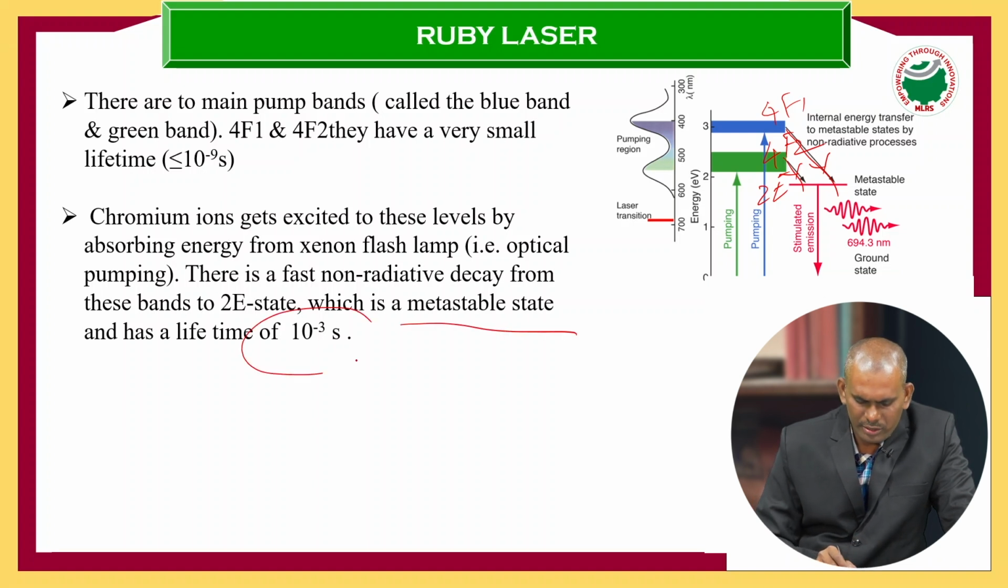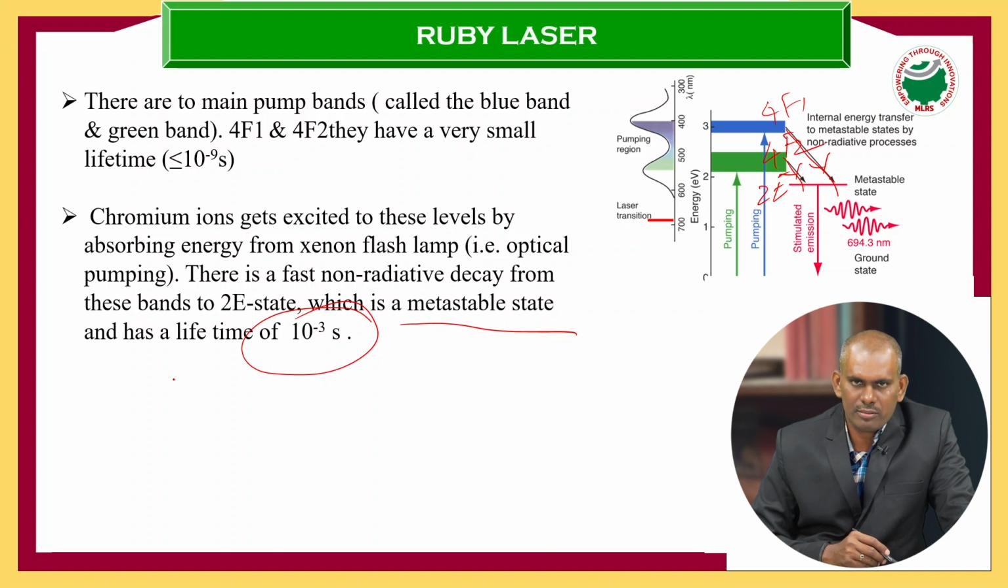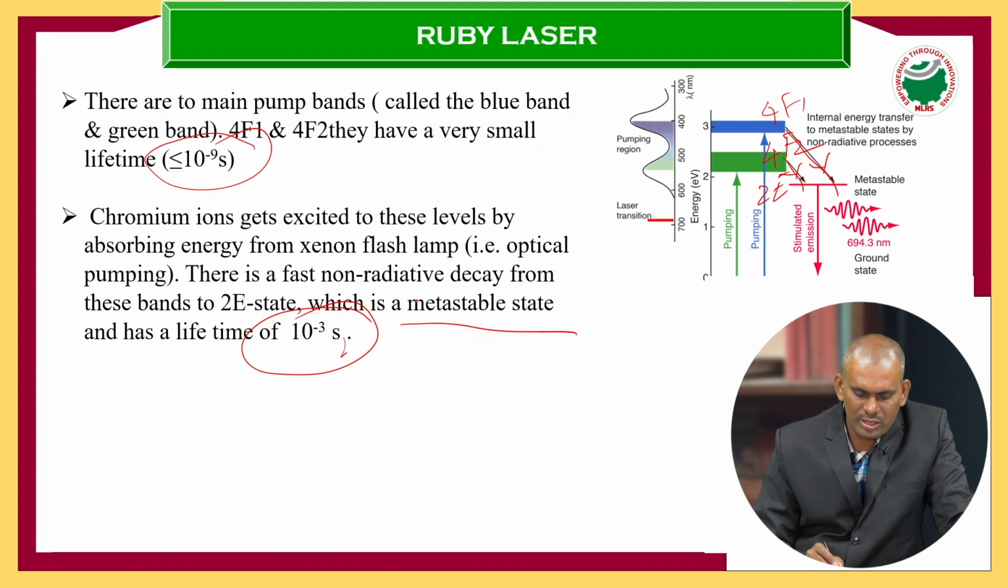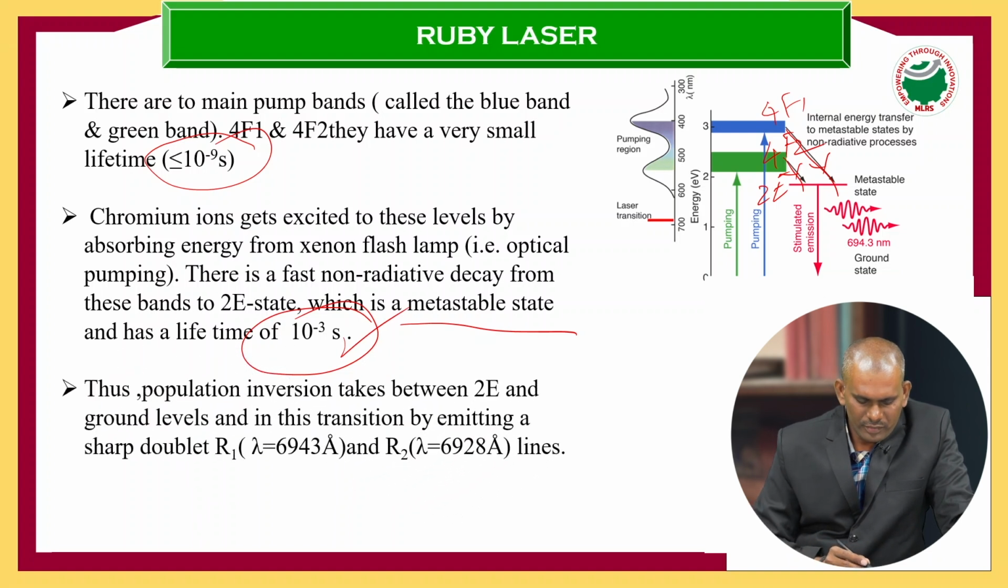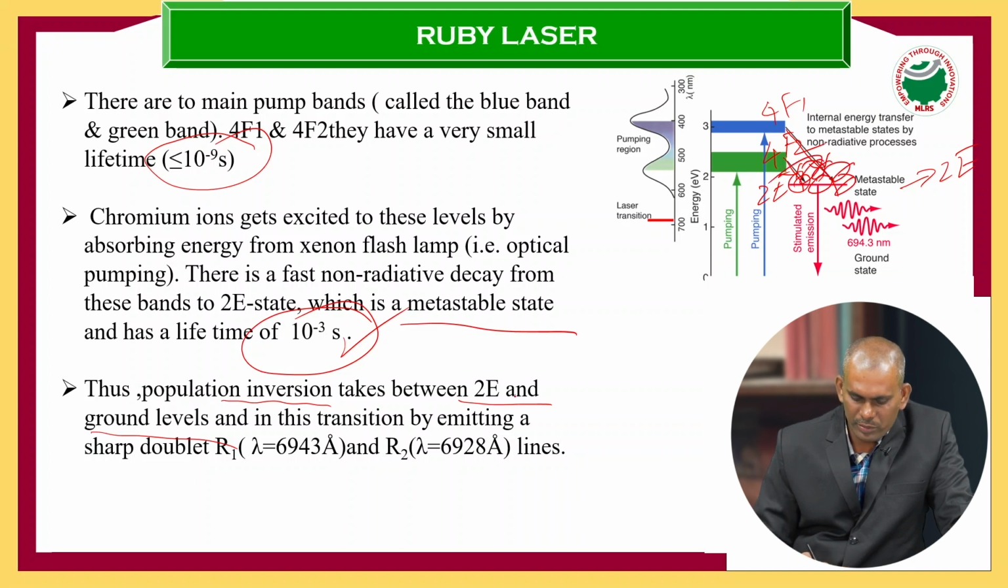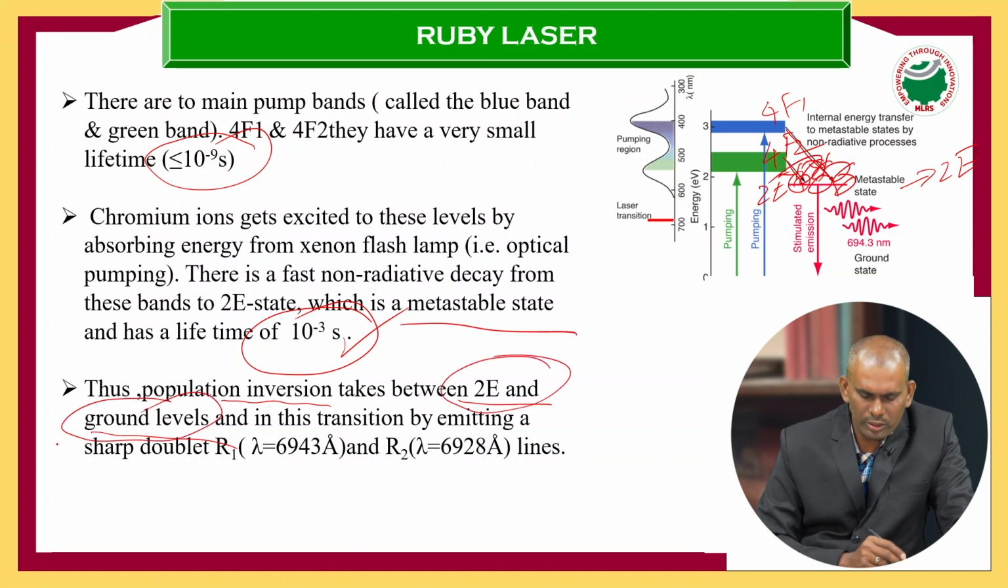The metastable state lifetime is around 10 power minus 3 seconds. As I told you, the lifetime is longer than at the higher energy levels. The higher energy levels' lifetime here was mentioned as around 10 power minus 9 seconds, but for the metastable state, the lifetime is around 10 power minus 3 seconds. Thus population inversion is achieved between 2E and the ground state. 2E is the metastable state, so the atoms accumulate in the metastable state and population inversion is achieved between the 2E level and the ground level.